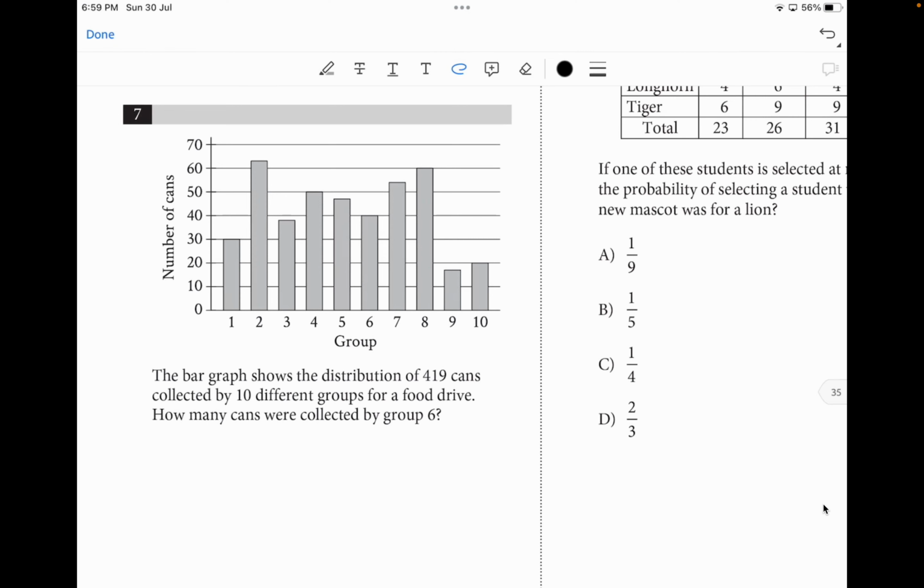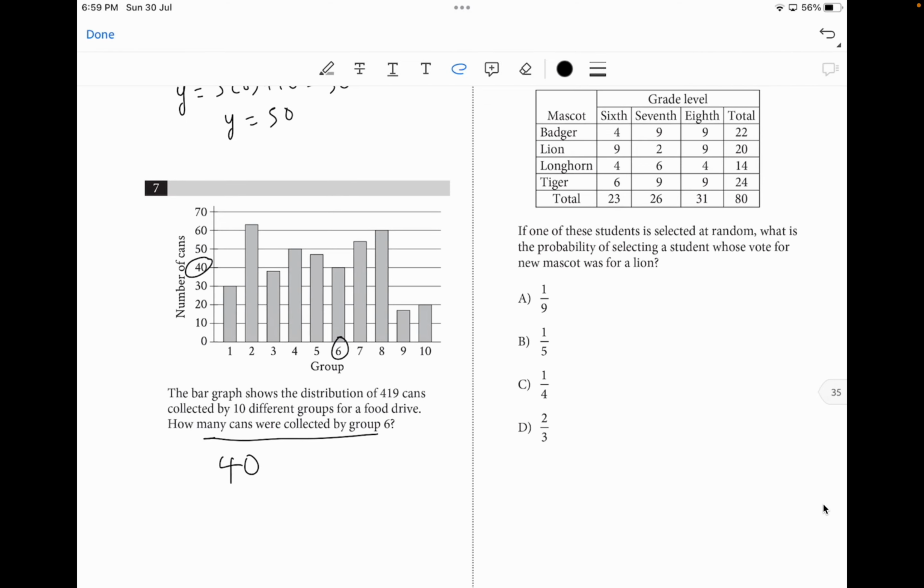So here we can see that there are 10 different groups, which is 10 different bars. We can see that the number of cans is on the y-axis and the group is on the x-axis. We have to find out how many cans were collected by group 6. So look at the bar for group 6. It's reaching a number of cans of about 40. This is more of an interpretation type question, so your answer is just going to be 40. Okay? For question number 7.